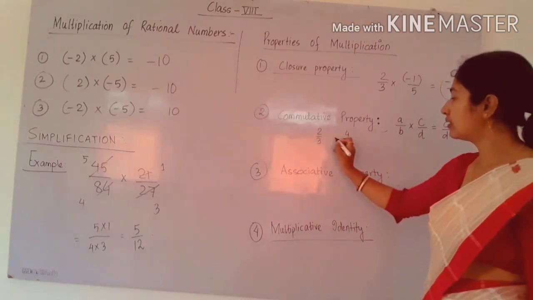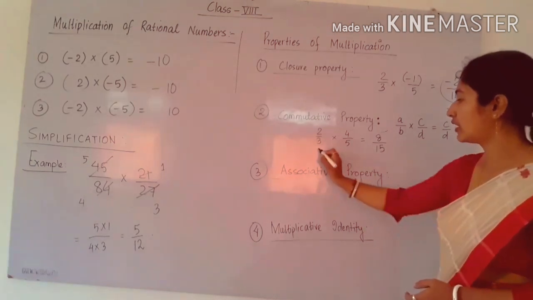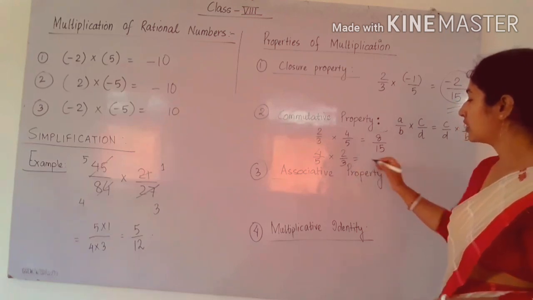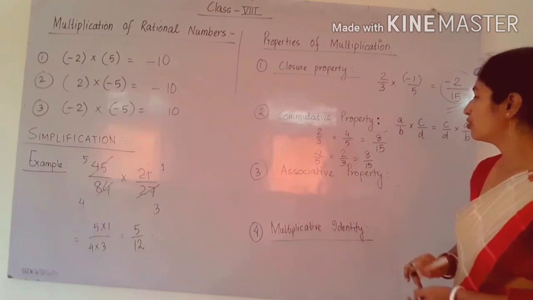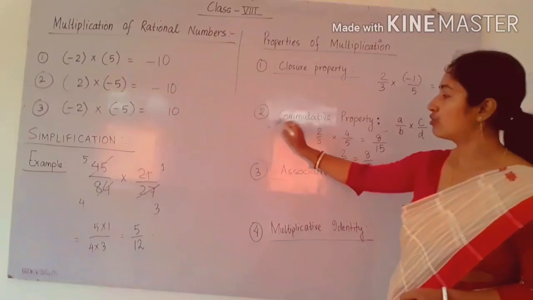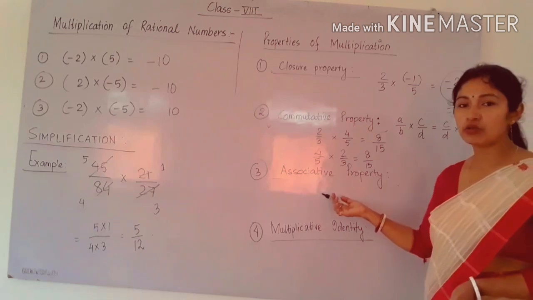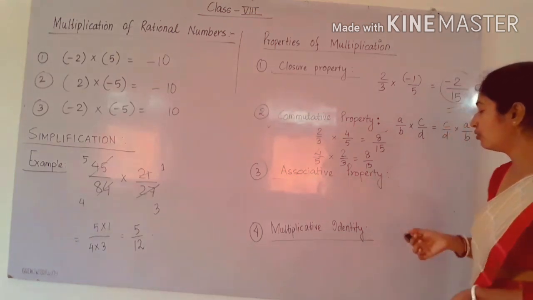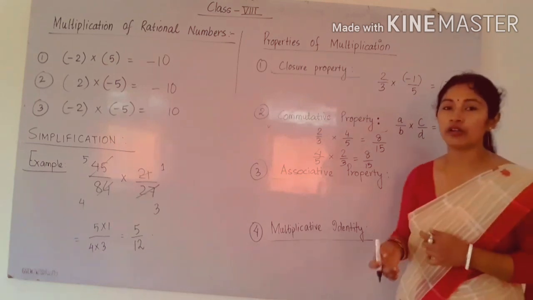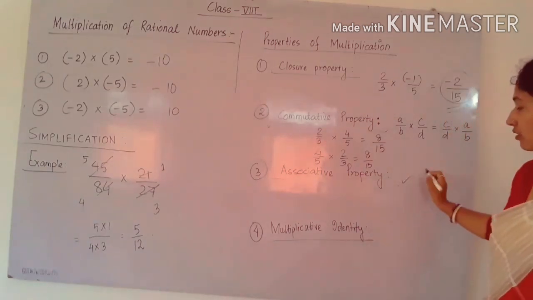So you can take any example, suppose 2 by 3 and 4 by 5. Multiply these numbers in this order, you will get 8 by 15. But if I change the order, that is if I take 4 by 5 and 2 by 3, then also the same thing will happen, 8 by 15. So the commutative property holds true for multiplication of rational numbers. Already you know the commutative property is satisfied, that means the associative property will also hold true. You can take any 3 rational numbers, just change the order and multiply, you will get the same answer. So this property will also be satisfied.